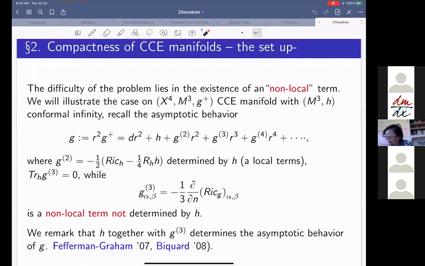Then we take its expansion. Because this is a geodesic defining function, locally it is like a product metric, dr squared plus something else, and this something else has an asymptotic expansion. The first term is the boundary metric h, that is, r squared g plus restricted to the manifold. The second term turns out to have no r expansion; the next order term is r squared, the third order term is r cubed, and so on. But it turns out g2, the coefficient of the second term in the expansion, is determined by the boundary metric h. It is a combination of the Ricci and scalar curvature of h.